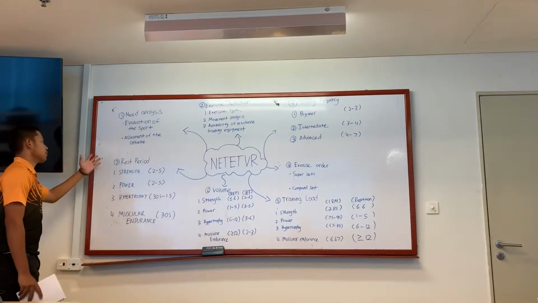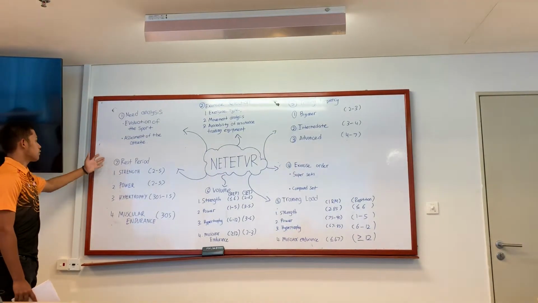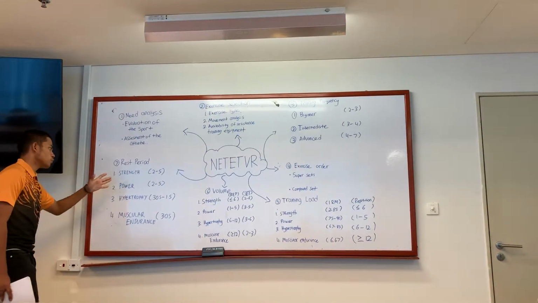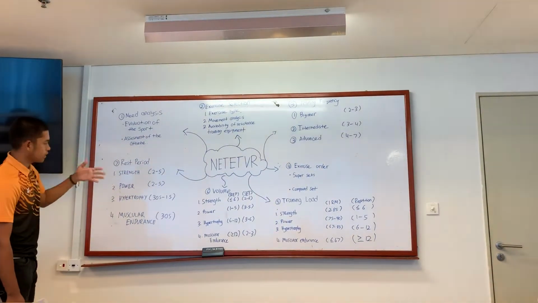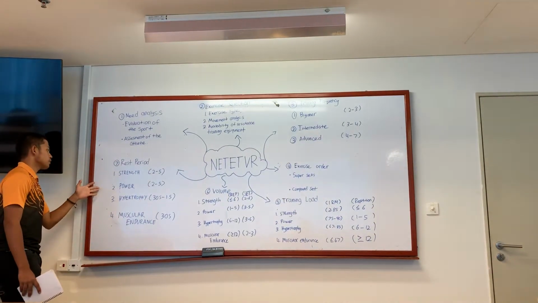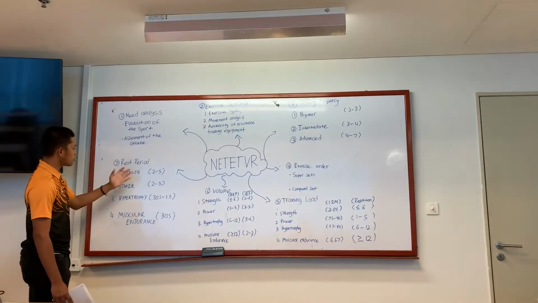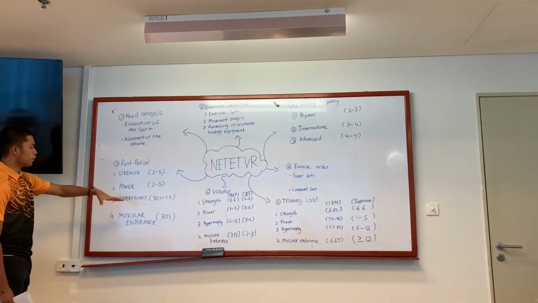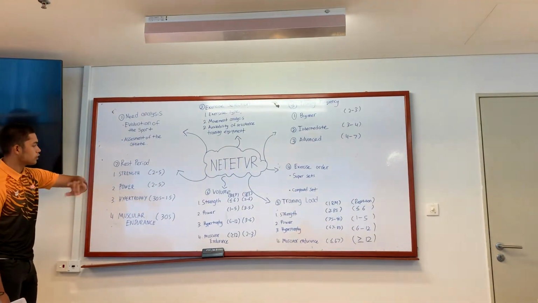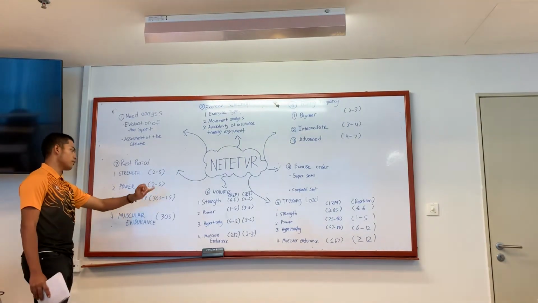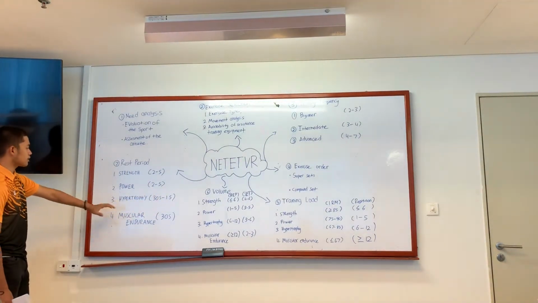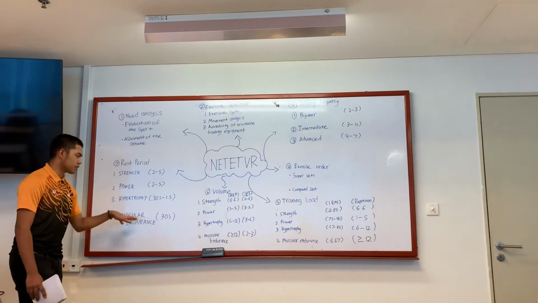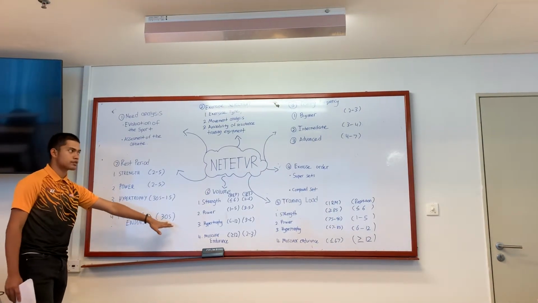Okay, lastly, rest period. First, strength, 2 to 5 minutes of rest. Next is power, also 2 to 5 minutes of rest. Next, hypertrophy, 30 seconds to 1.5 minutes of rest. And lastly, muscular endurance, 30 seconds of rest.